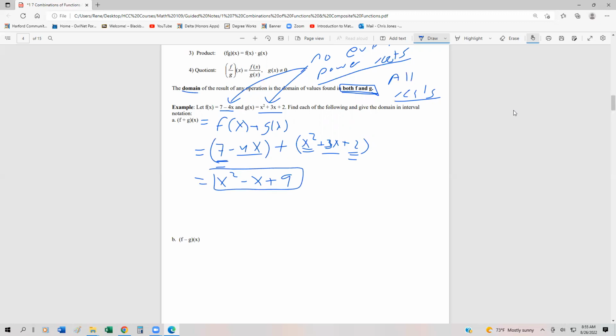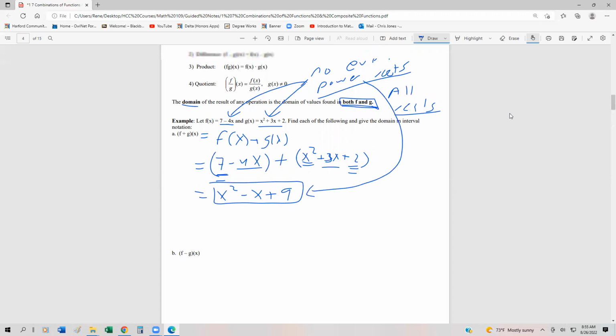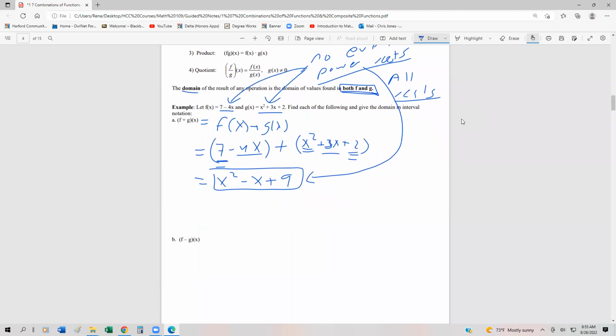And to find the domain of that, we just look at this. It has no even power roots, and it also doesn't have any denominators. And so the domain of this function would be x is an element of the real numbers, or from negative infinity to positive infinity. Let me write that in there.